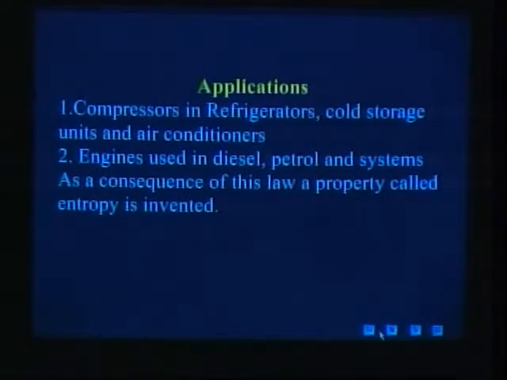As a consequence of this law, a property called entropy is invented. Students, in this chapter of heat, we have studied the expansion of solids and liquids, compression and expansion of gases, and we devised the new scale called absolute scale, and we have derived the gas equation, the three modes of transmission of heat, and finally we have studied the two laws of thermodynamics.